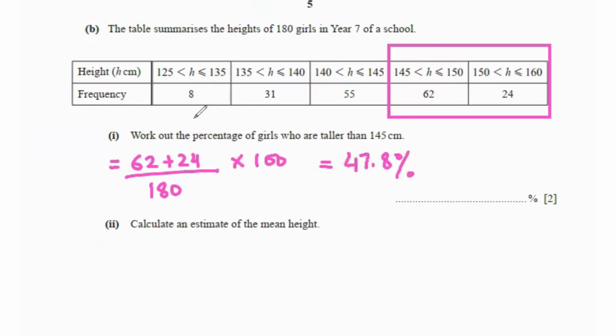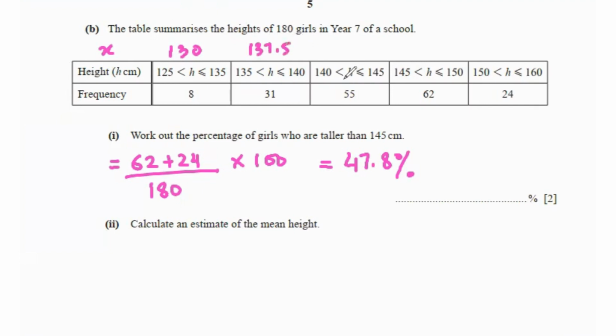47.8%. Then it says calculate an estimate of the mean height. So to calculate the estimate of the mean height, we need to find the midpoint of the class intervals. So the midpoint of 125 and 135 is going to be 130. Between 135 and 140, we have 137.5. Between 140 and 145, we have 142.5. And between 145 and 150, we have 147.5. And between 150 and 160, we have 155.